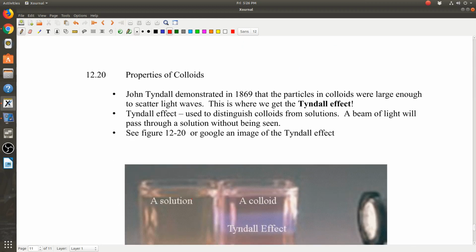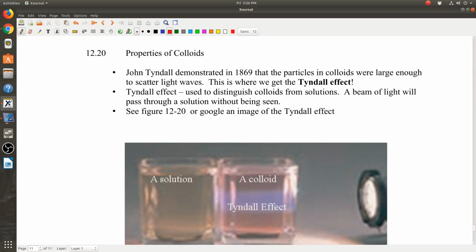And that brings us to more properties of colloid. John Tyndall demonstrated in 1869 that particles in colloids are large enough to scatter light waves. This is where we get the Tyndall effect, okay? The Tyndall effect is used to distinguish the difference between a colloid and a solution, partly because they sometimes look the same. They're both kind of clear liquids.